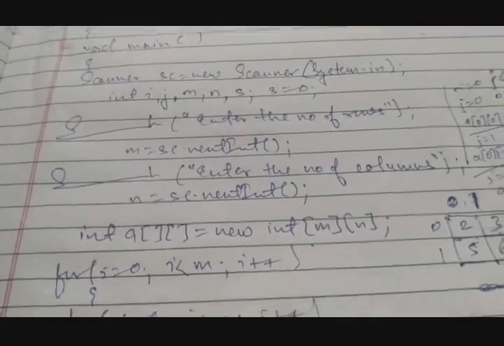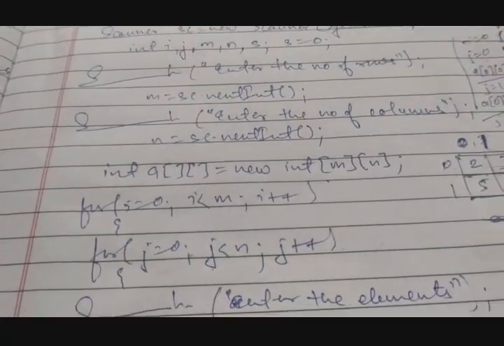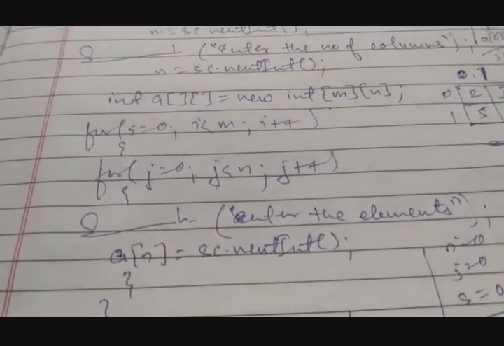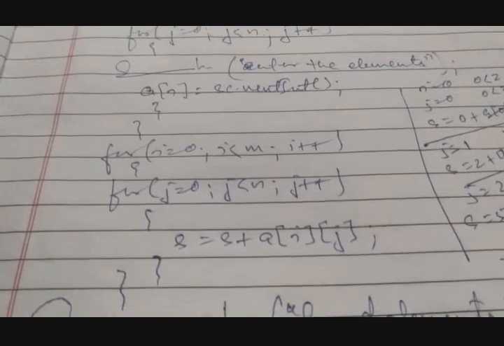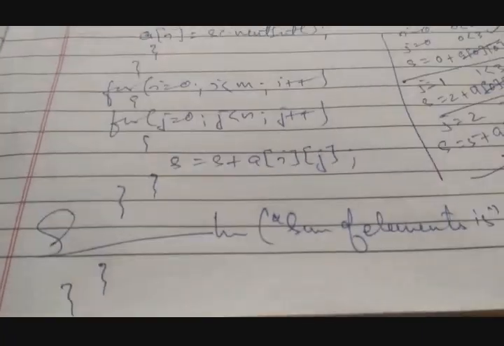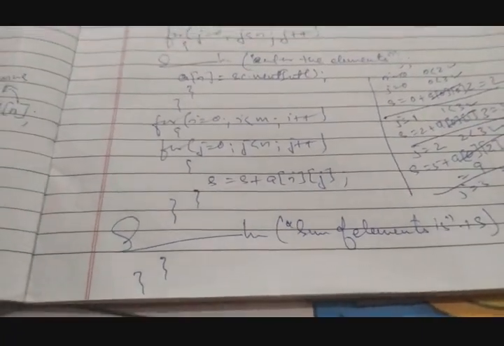Now get the size, array declared, enter the elements by running 2 loops, then go for the logic by running 2 loops, then print it out. Is it? Thank you.